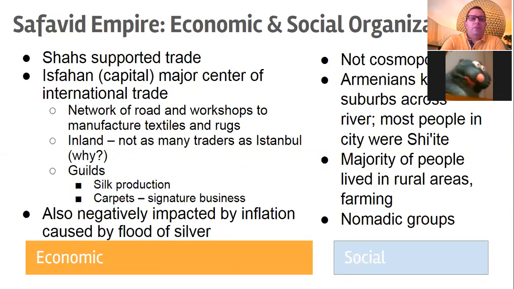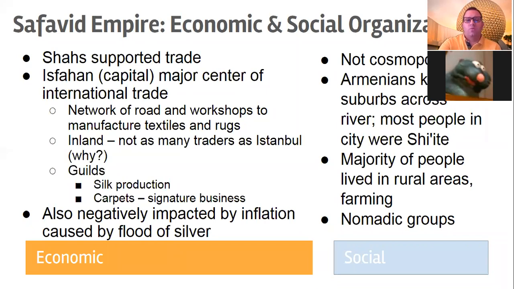Now, if we talk about their social structure, okay, very different than the Sunni Ottoman Empire. This is not as cosmopolitan, so they're not as open, they're not as accepting of different groups, okay? This is, again, mostly a Shiite setup here. Most of the people lived, however, outside of the cities in these rural areas and engaged mostly in farming, okay? And you had a great deal of nomads as well who were engaging in pastoralism. Okay, so it's a much less urban civilization than the Ottomans were.